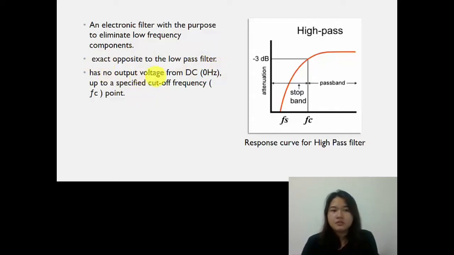It has no output voltage up to a specified cut-off frequency at this point. Here in the response curve, this is the cut-off frequency. Up to this point, the frequencies up to the cut-off frequency will be filtered out. So the ones that are selected to pass are on the right side of the cut-off frequency.